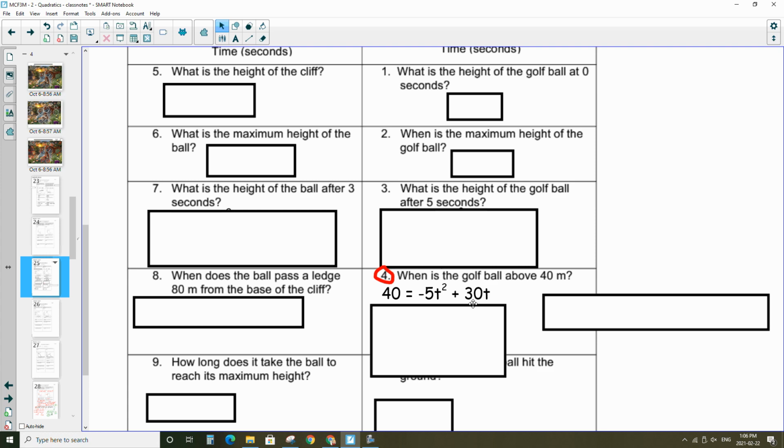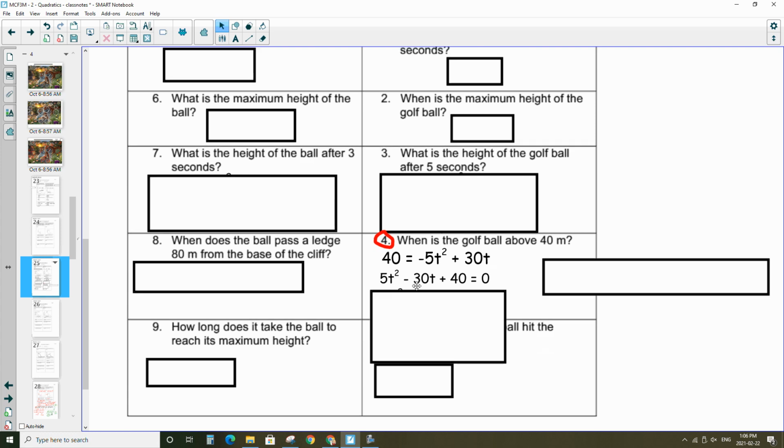And the way we're going to do this is we're going to move all the terms to one side of the equal sign. So I've decided to move them all over to the left because that forces this negative 5t squared to become positive. So if you move that over, it becomes positive. The 30t will become negative, and the 40 is already there, so that stays positive. So now we have this trinomial that we're going to factor and solve for t.